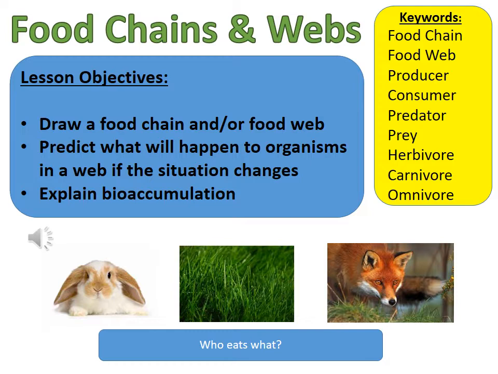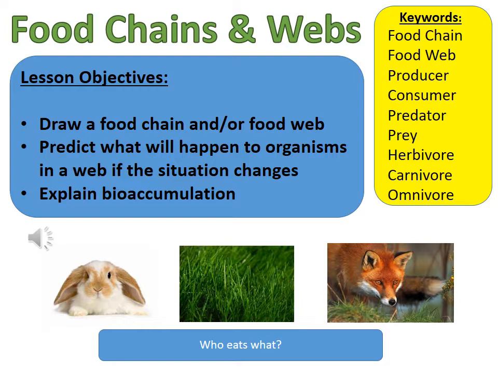We've got 3 lesson objectives today. We're going to draw a food chain and a food web. We're going to predict what will happen to organisms in a web if the situation changes. And at the end, we're going to explain what bioaccumulation is.